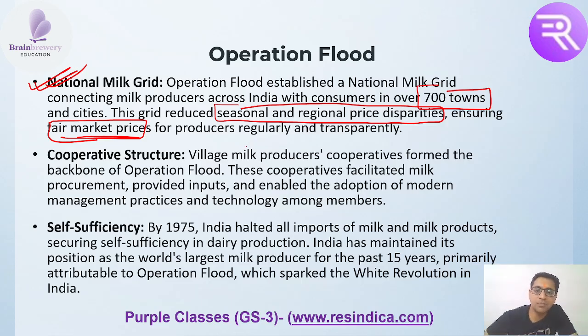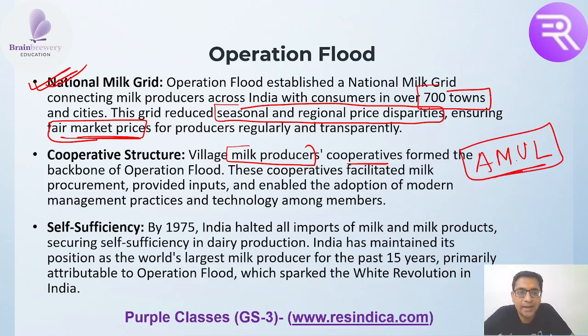Then village milk producers' cooperatives are being formed. Special is Amul, Anand Milk Union Limited, which is a cooperative of farmers cooperating in the field of milk production. They are adopting various modern technologies, including robotics, in order to enhance milk production, enhance the quality of the milk, and have a better impact on the milk itself.